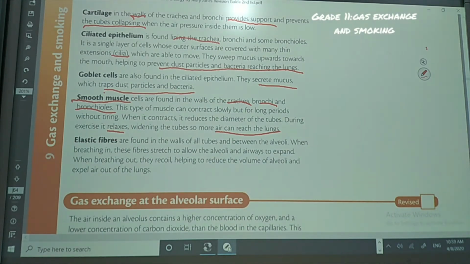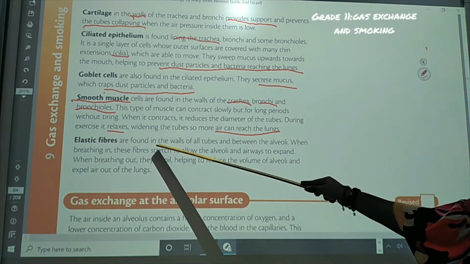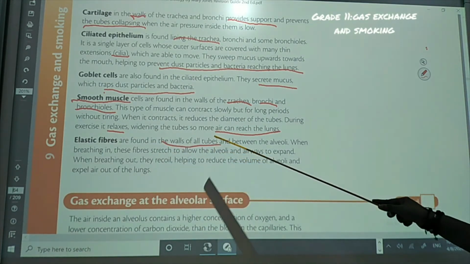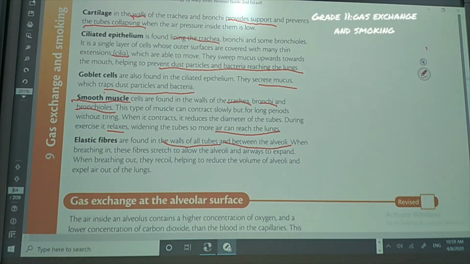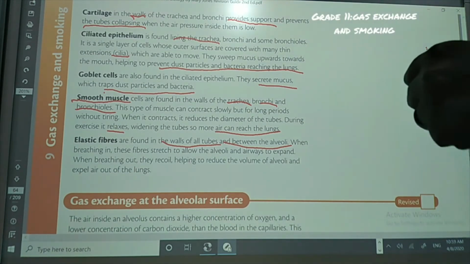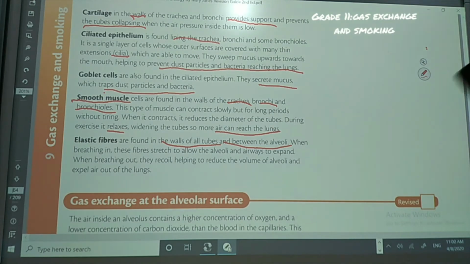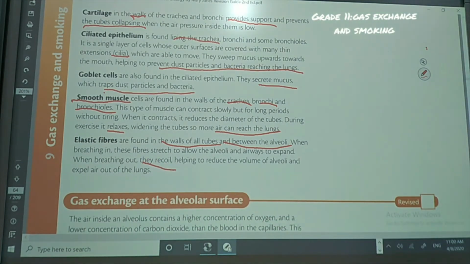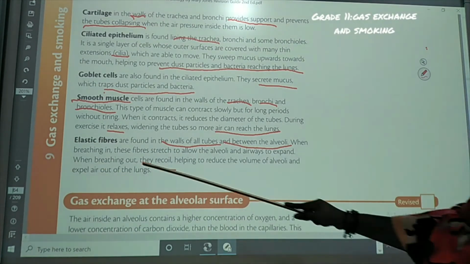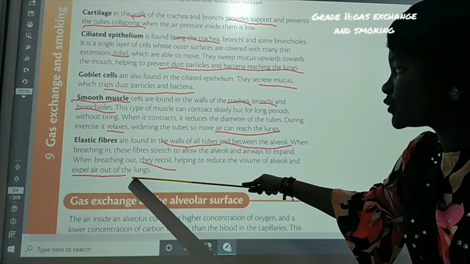Okay, so we go to the next one, the elastic fibers. The elastic fibers are found in the walls of all tubes and between the alveoli. So when breathing in, these fibers stretch. They stretch, okay? They stretch to allow the alveoli and the airways to expand. When breathing out, they recoil to help reduce the volume of the alveoli and expel. Expel means to take the air out of the lungs.